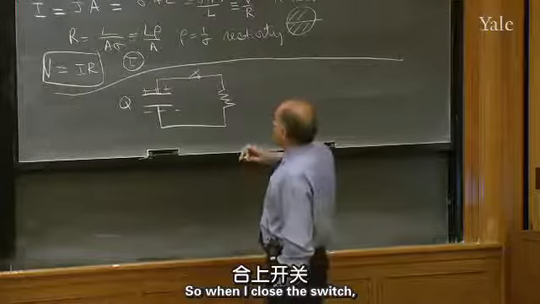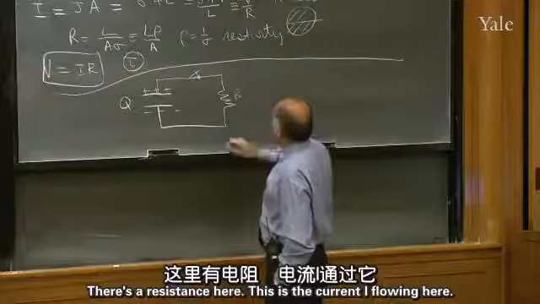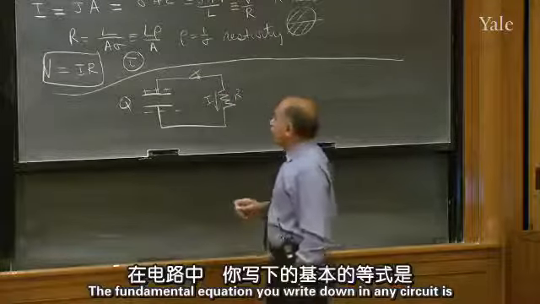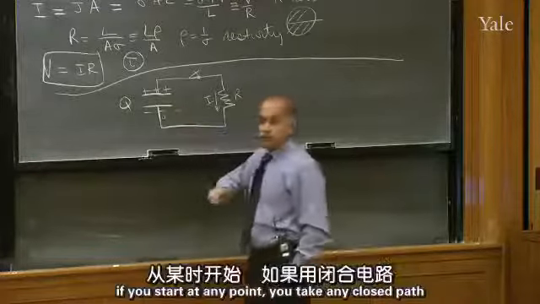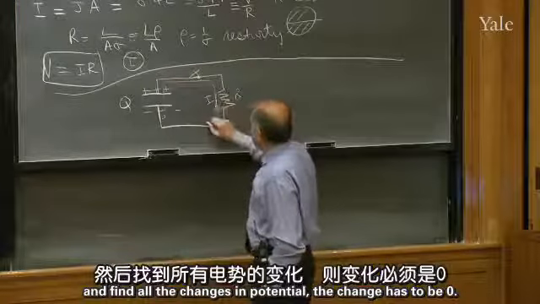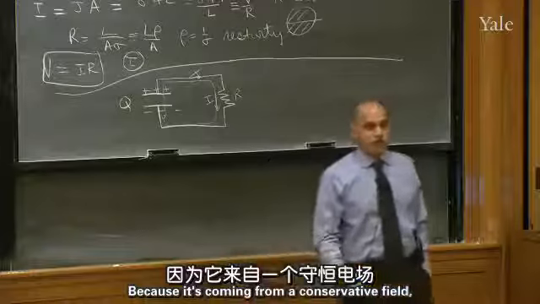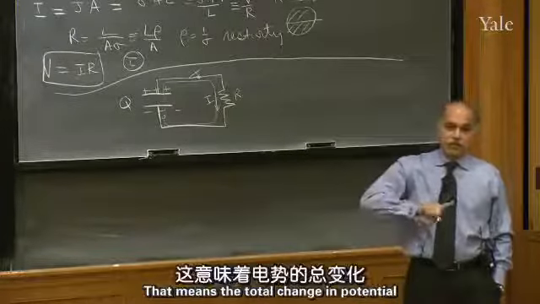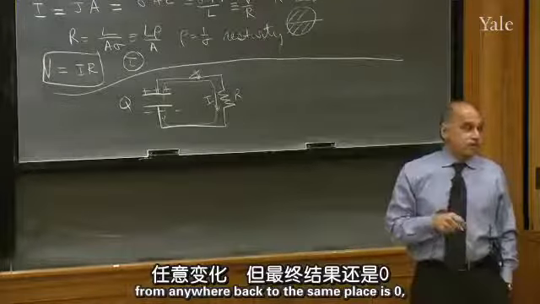So when I close the switch, let me write down an equation for what will happen. There's a resistance here. There's a current I flowing here. The fundamental equation you write down in any circuit is, if you start at any point, you take any closed path and find all the changes in potential, the change has to be 0. That's because it's coming from a conservative field. The integral of the electric field on a loop is 0. That means the total change in potential from anywhere back to the same place is 0, because it's like a height.